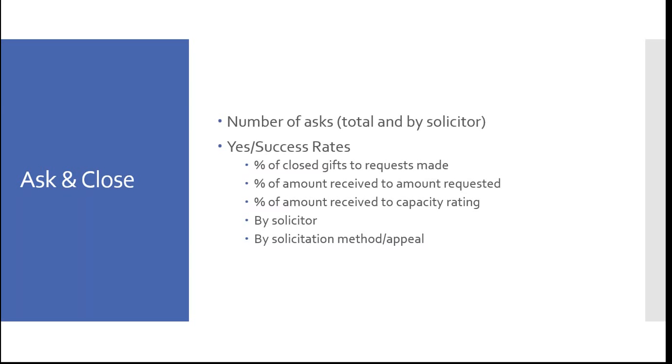But I think it's also important to look at things like the percentage of amount received, the actual dollar amount you received versus what you requested, not just the number of gifts. And then also looking at the amount received versus capacity. I think that's another interesting metric to look at. There are times when you purposefully are asking for far less than capacity because this is an introductory gift, or it's a kind of stepping stone ask to a larger gift. But again, I think looking at things like that is helpful.